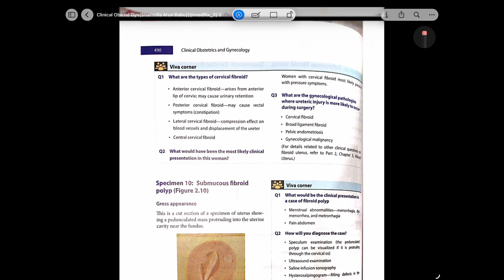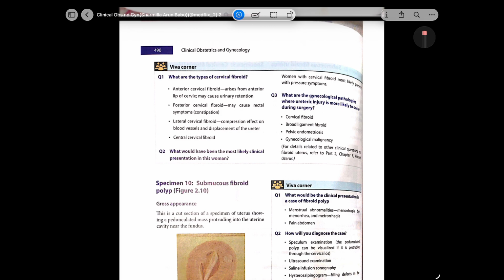What are the types of cervical fibroid? There's anterior cervical fibroid, posterior cervical fibroid, lateral cervical fibroid, and central cervical fibroid. Anterior cervical fibroid arises from the anterior lip of the cervix. It may cause urinary retention because in front of it is what? Bladder. Posterior cervical fibroid may cause rectal symptoms, constipation. Lateral cervical fibroid causes compression effect on the blood vessels and displacement of the ureter.